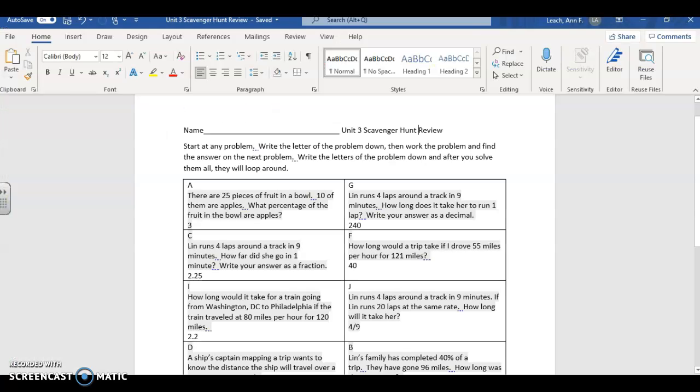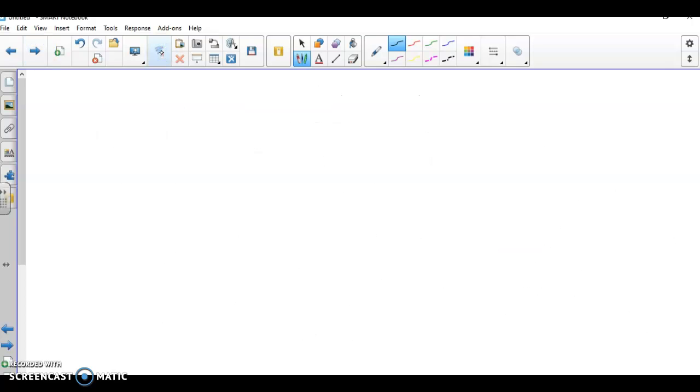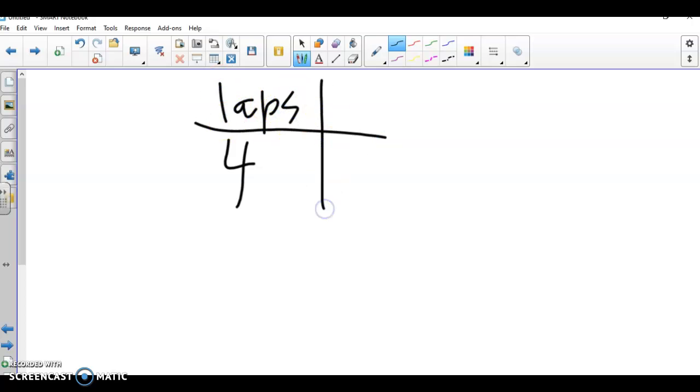Lynn runs 4 laps around the track in 9 minutes. 4 laps in 9 minutes. How long does it take her to run 1 lap? Write your answer as a decimal. Okay, let's do that. 4 laps in 9 minutes. How long does it take her to run 1 lap?